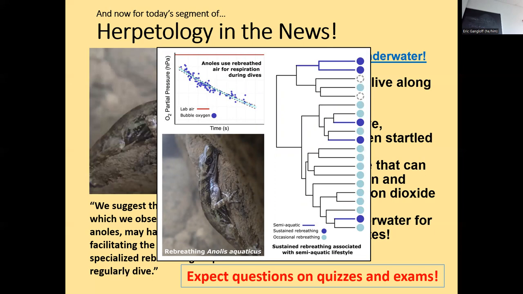What you can see here is that the light blue are anoles that use occasional rebreathing from a bubble that forms. The ones in dark blue are really good at it. They use sustained rebreathing. The takeaway message is that those dark blue dots are not clustered. So it's not just that one clade evolved this trait and used it. It evolved repeatedly across species that aren't particularly closely related evolutionarily.